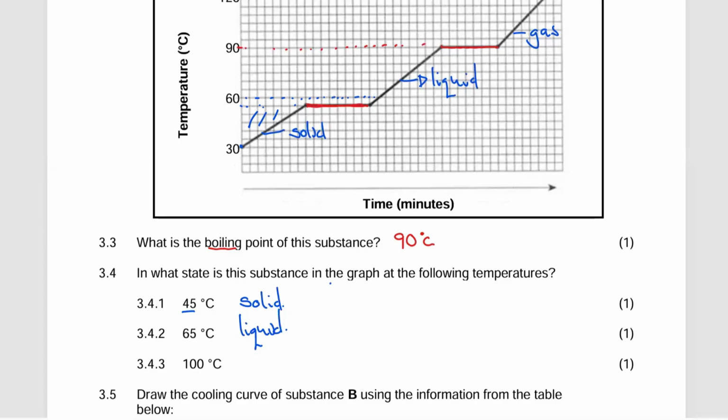It means at 100 degrees, which is already above our 90, so our boiling point is 90. If you go beyond 90, this substance is a what? A gas. Yes, it is a gas.